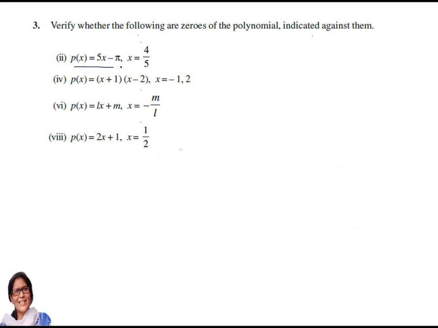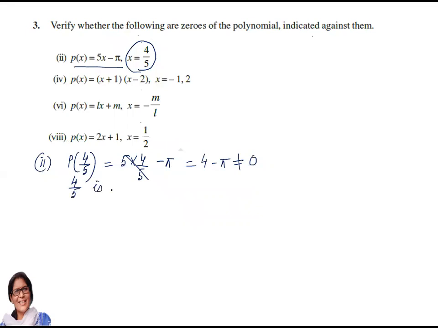Now px is equal to 5x minus pi, x is equal to 4/5. So I'll write p(4/5). So this will be 5 into 4/5 minus pi. Is it equal to 0? 4 minus pi? No. It's not equal to 0. So what is the conclusion? 4/5 is not 0 of px is equal to 5x minus pi. First part is over. Now coming to fourth part.